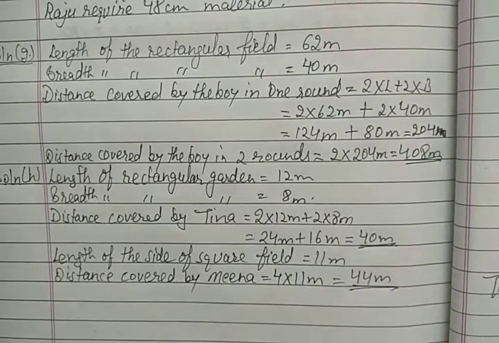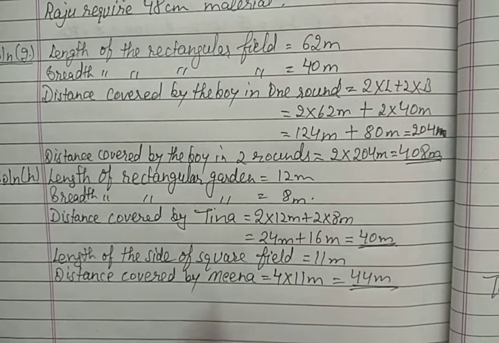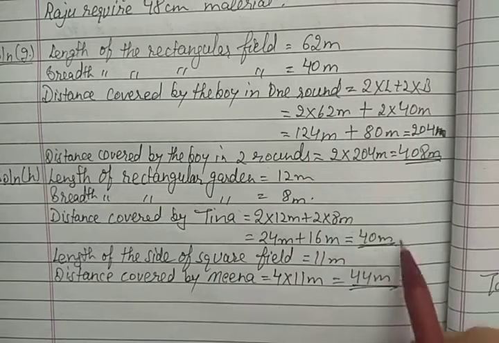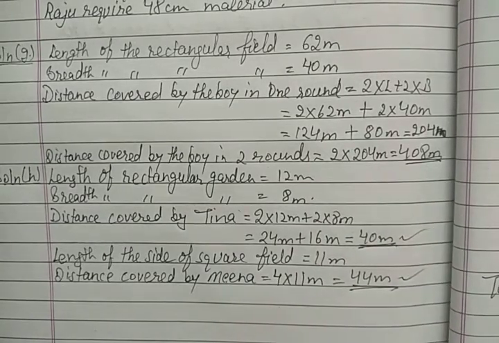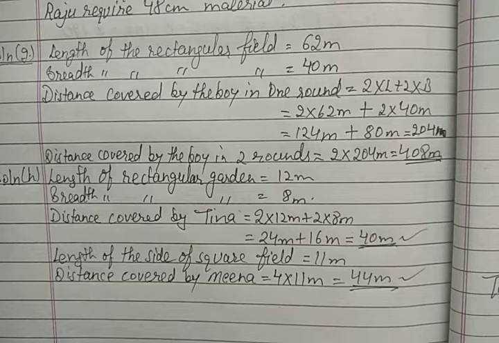So who covered more distance, Tina or Meena? Tina covered 40 meters and Meena covered 44 meters. So who covered more? Meena covered more distance, and by how much? Subtract it, you will get the answer.